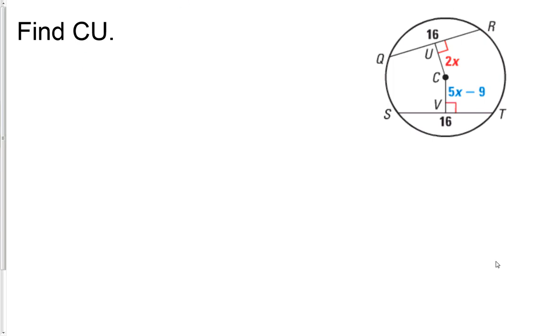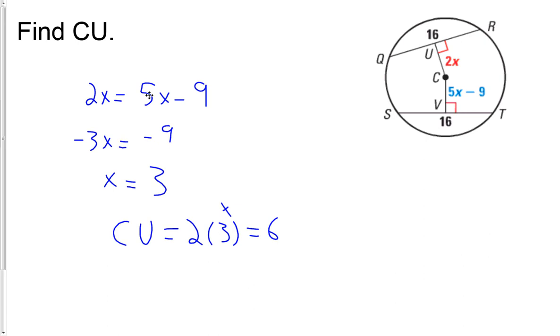So this is an example. Solving 16 equals 16, therefore 2x needs to equal 5x minus 9. They already gave us the perpendicular. And so 2x equals 5x minus 9, minus 5x from each side to get minus 3x is minus 9. Divide by negative 3, x is 3. And then look, CU. It didn't say find x. We did find x, but now we've got to plug it in. You could plug it into either one as a double check, but 2 times 3 is 6, and there's our final answer. And that wraps up this lesson for today.